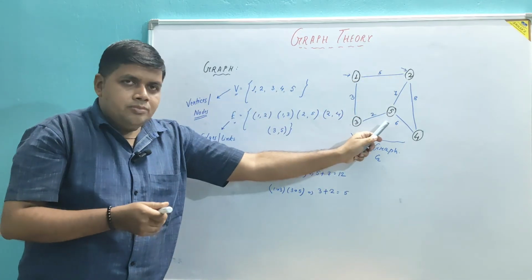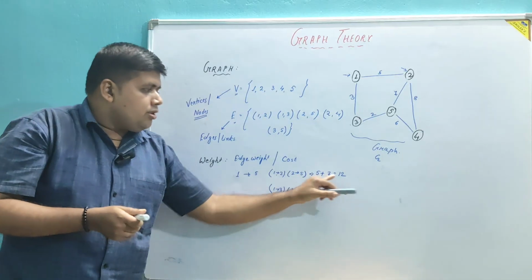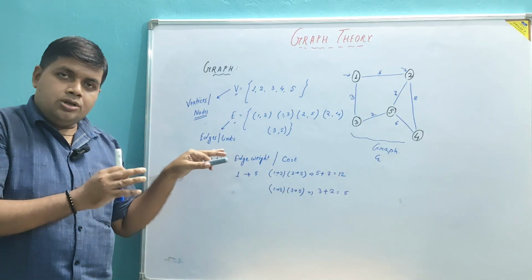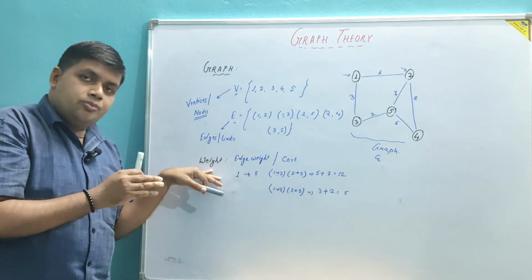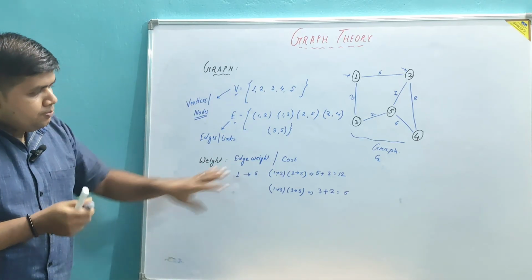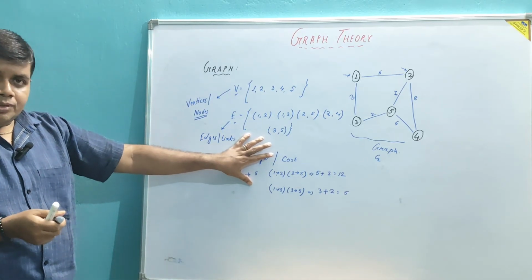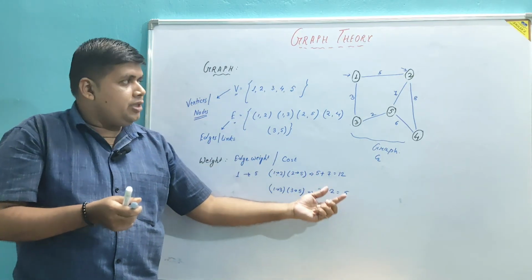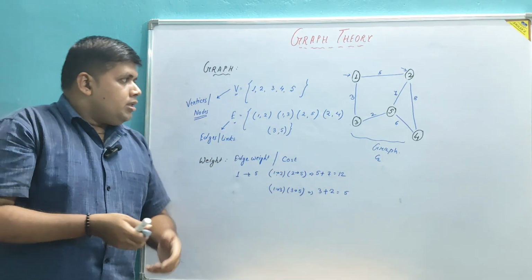However, if he travels along this way, then it will cost him rupees 12. So therefore, the edge weight, or cost, or whatever we call it, is important. We have to know what the cost associated with a particular edge is.